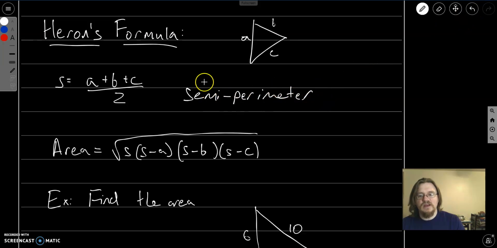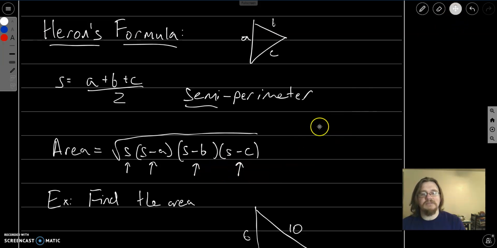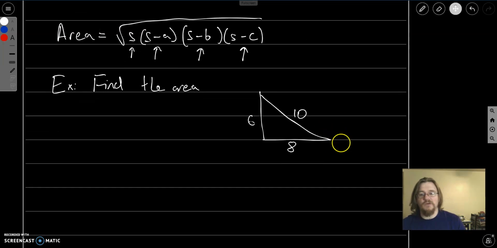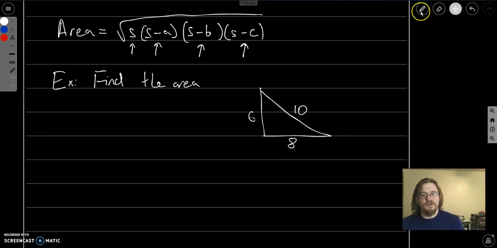The perimeter of a triangle of any shape is just going to be how far it is around. So it's just going to be the lengths of the sides. The semi-perimeter, semi meaning half, is going to be half of the perimeter. And all you do is you plug it into this formula. You take the square root of the semi-perimeter times the semi-perimeter minus A times the semi-perimeter minus B times the semi-perimeter minus C. It's just a very straightforward formula. There's not a whole lot going on.